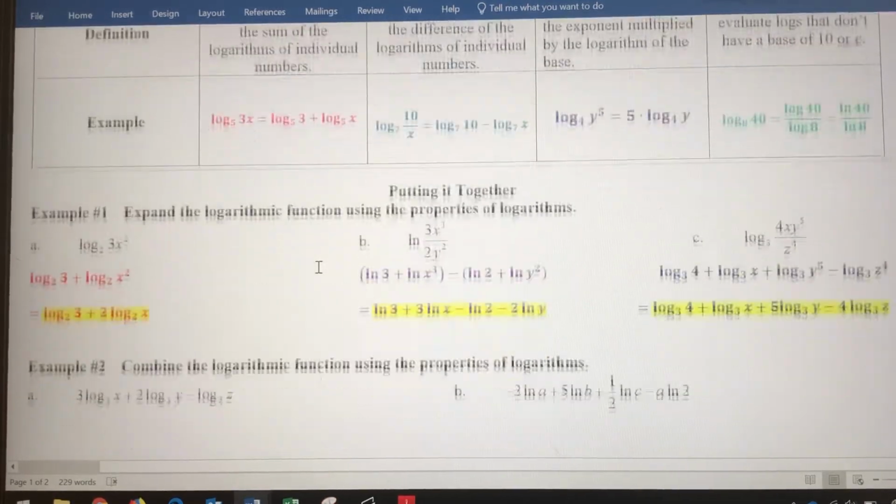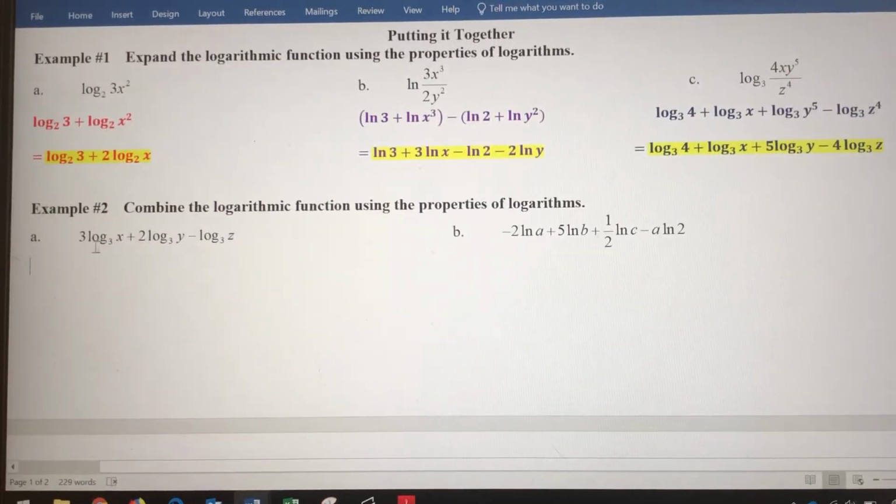All right, so let's scroll down to example 2 here. Okay, so we've got 3 times log base 3 of x plus 2 times log base 3 of y minus log base 3 of z. So first thing I want to do, I'm going to group the positive ones together because they're going to be my numerator. In the process, I'm going to go ahead and use the power property. I'm going to move this 3 back up to the exponent location, and I'm going to move this 2 back up to the exponent location. Those coefficients move back to exponents.